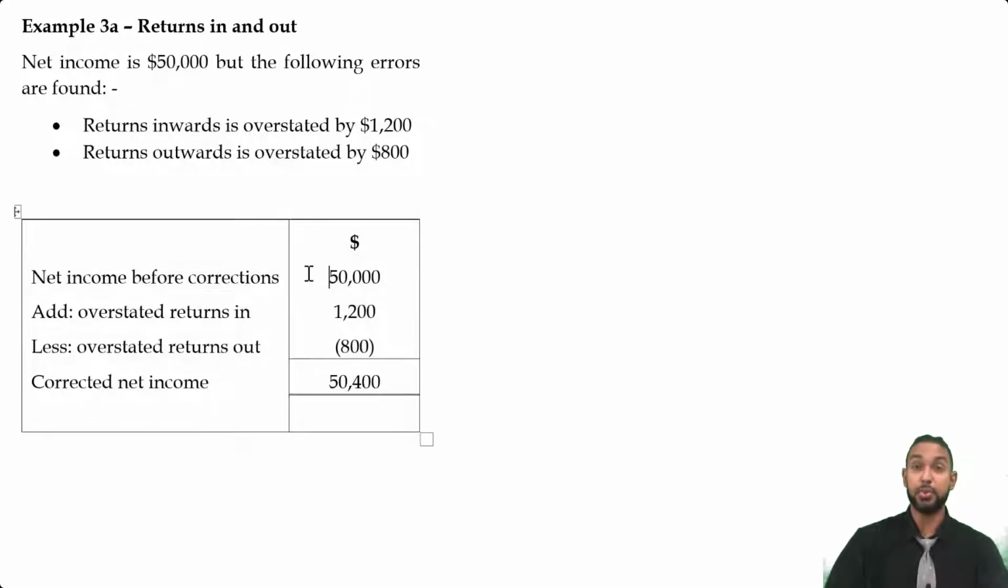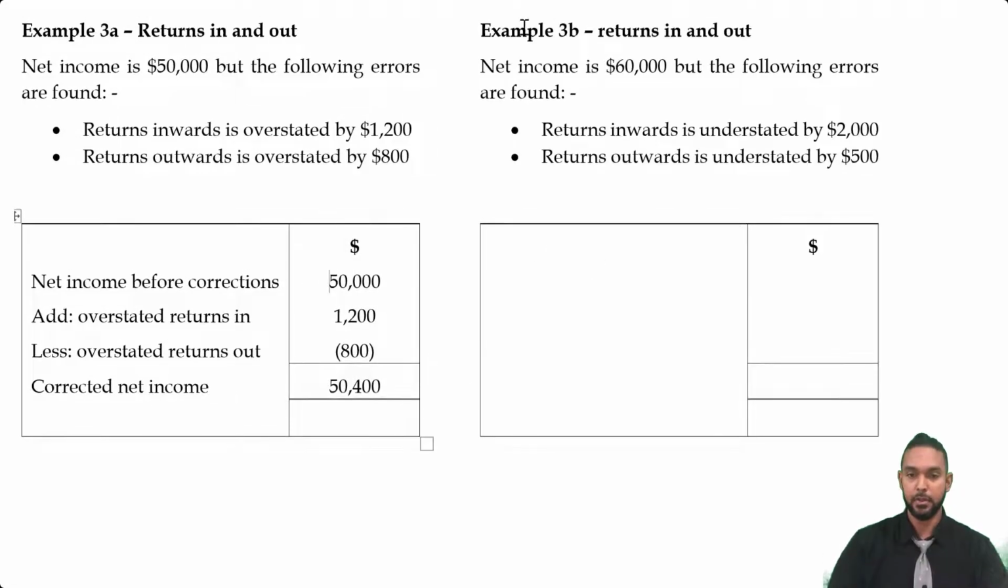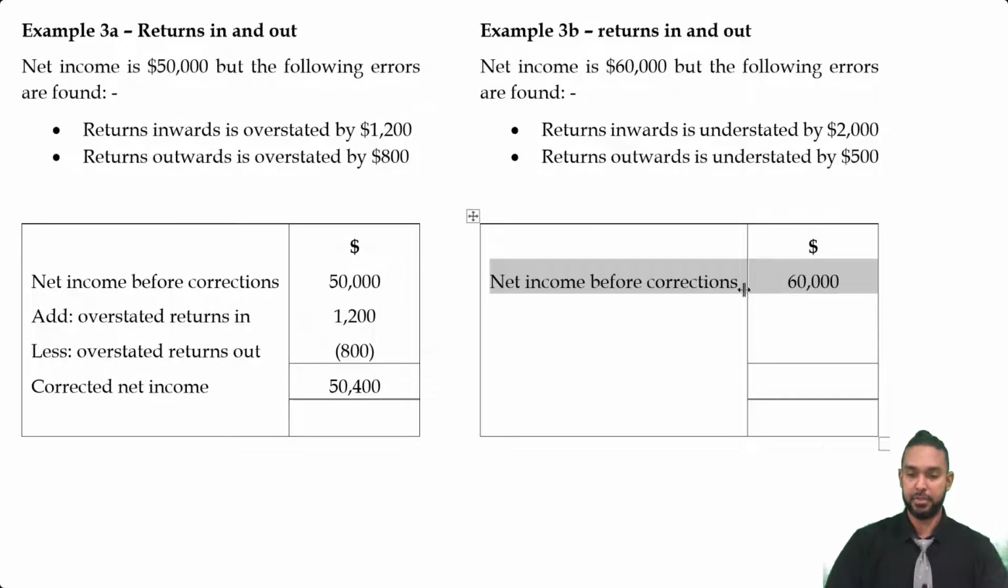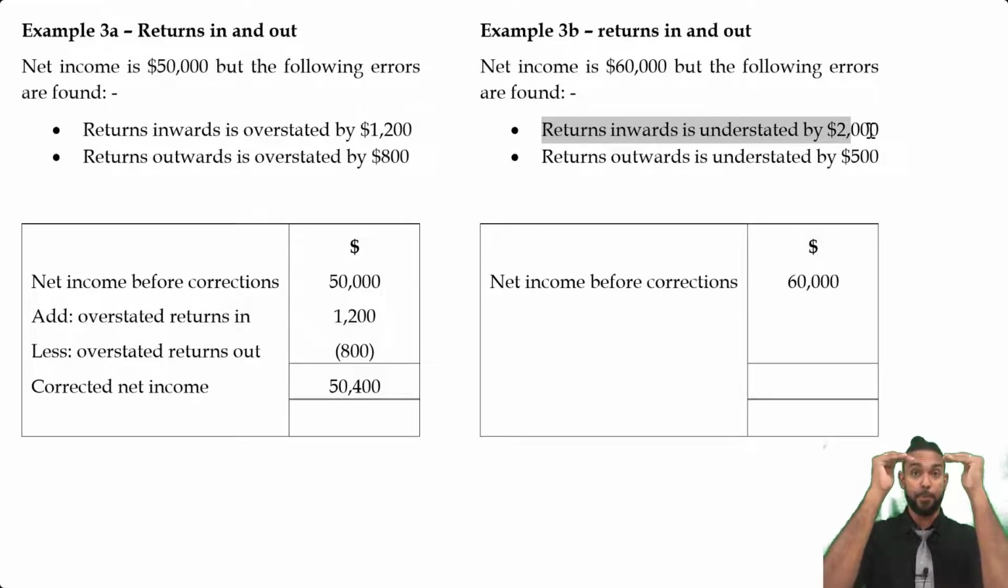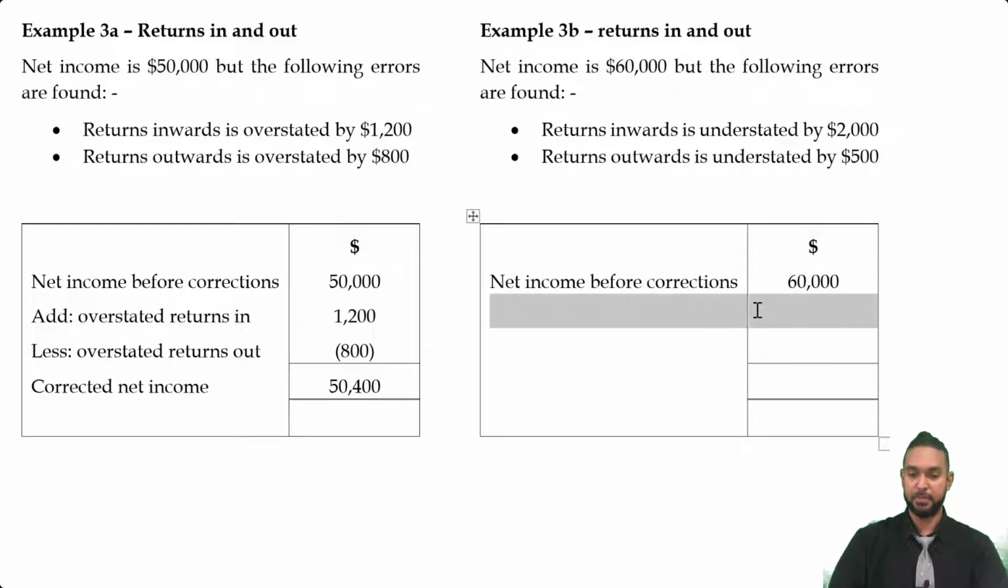Okay, now let's do a second example, just because I want to show you guys the other movement in both of these items. Right, so we have example 3B, returns in and returns out, net income of 60. Returns in is understated by 2, returns out is understated by 5. So let's start with net income before corrections of 60. So if returns in is understated, that means it's too low. Now remember, returns in behaves like an expense. If it's too low, in order to fix it, we have to increase it. And when you increase an expense, what happens? Profit goes down. So we're going to have to subtract this item in the process of correcting net income.